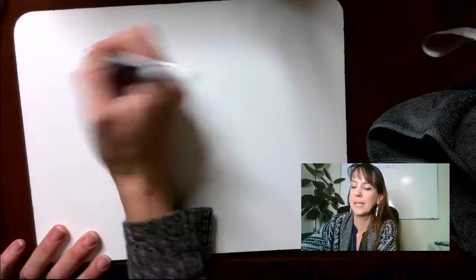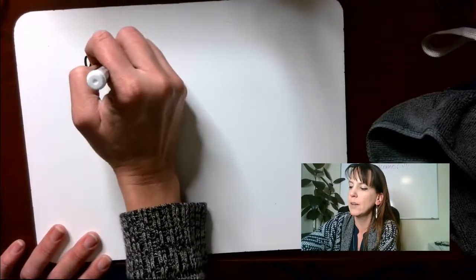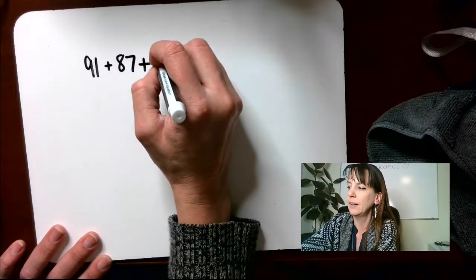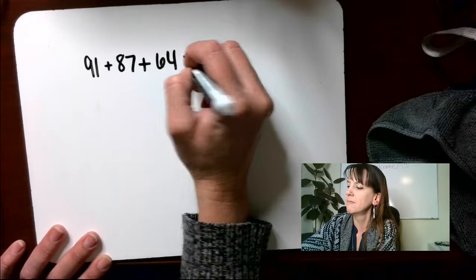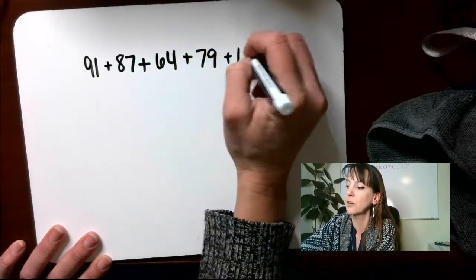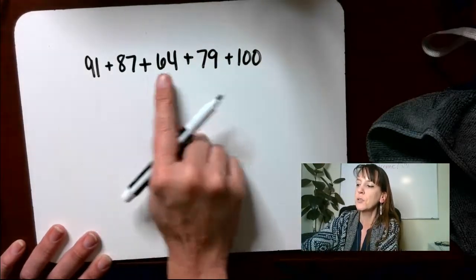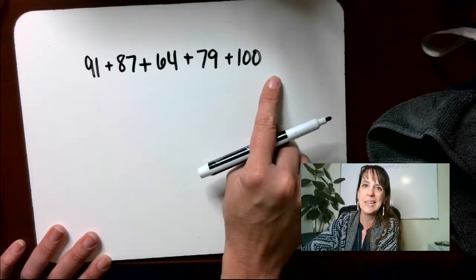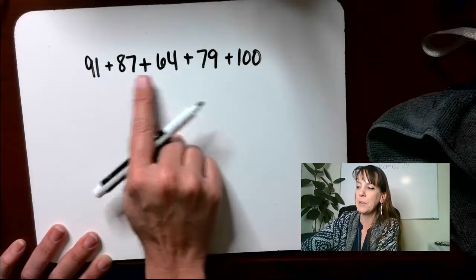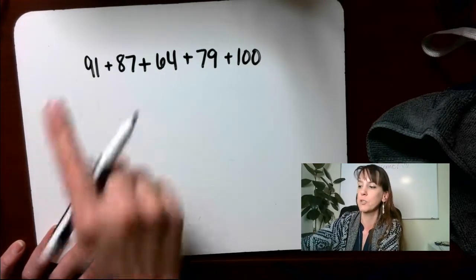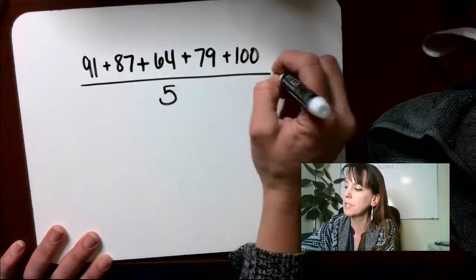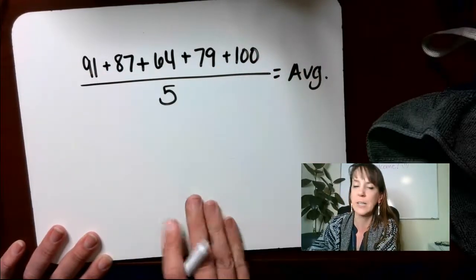All right, you guys. When we're finding a regular average, let's say it's math grades. You got 91, and then an 87, and a 64. You just didn't study for your test. And 79, and then 100. You've taken five math tests, and these are your scores for each one. To find the average, we add up each of those and divide by the number of numbers, 1, 2, 3, 4, 5. Dividing by the number of numbers gives us the average, okay?